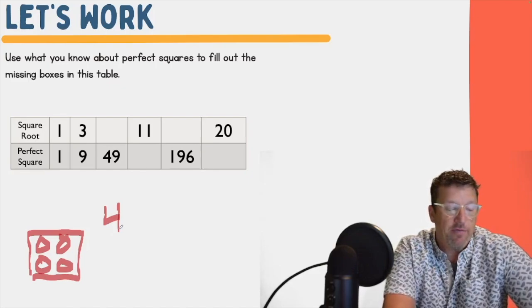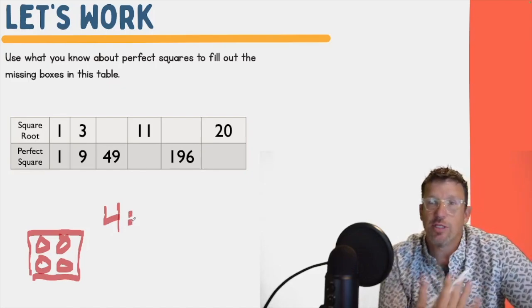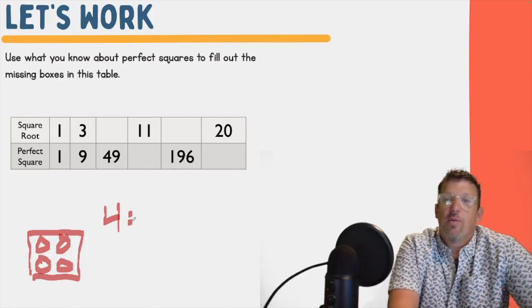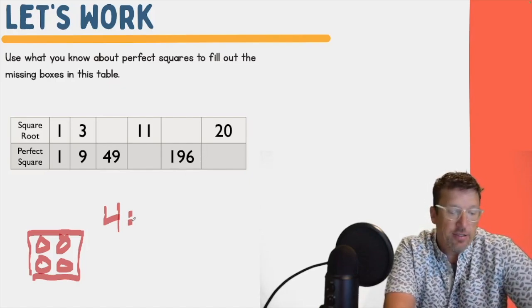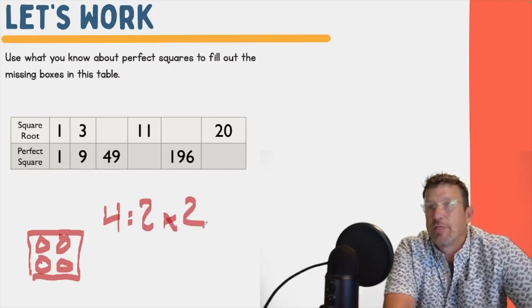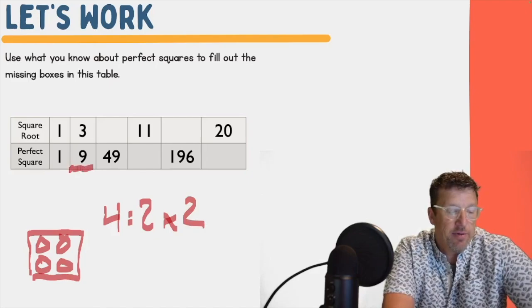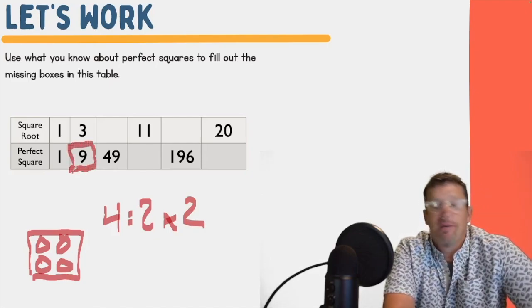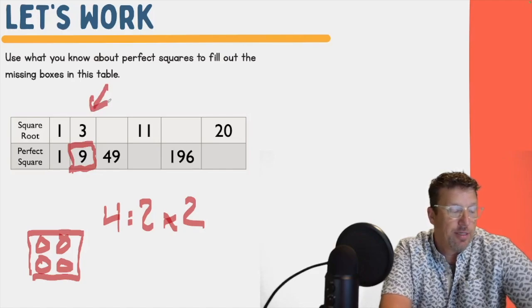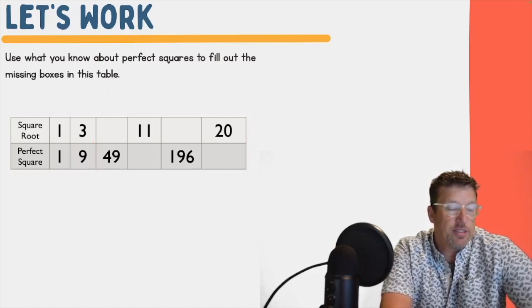So if this column had a 4 in it, the square root of it is, when someone says, what's the square root of this number, they're saying, what's the number that we multiplied by itself to get to that answer? So if 4 was up there, it would be 2 times 2, correct? It's not up there, but you can see 9, the perfect square, was 9. What did we multiply by itself to get to 9? Well, we multiplied 3 times 3, right? So let's see if we can fill out the rest of the chart.